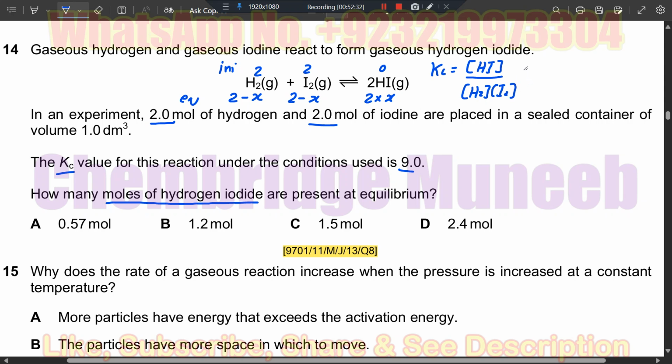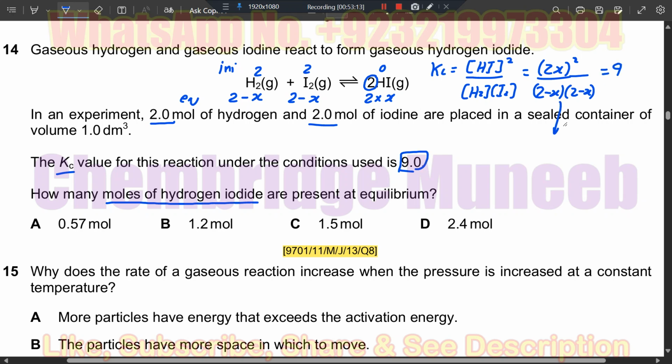Now we have to put the values. The HI is 2x, so I will write 2x here, but it is to the power of 2, which means this should become squared over here. The H2 amount in equilibrium was 2 minus x, so it will become 2 minus x for H2, and similar for I2, 2 minus x. And the value of Kc, as we know, is equal to 9.